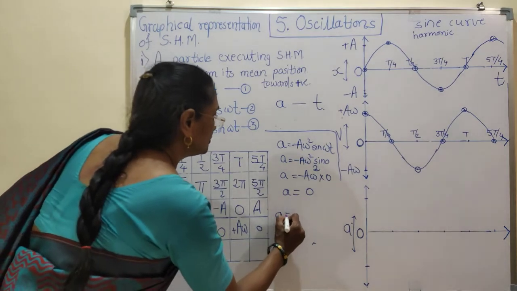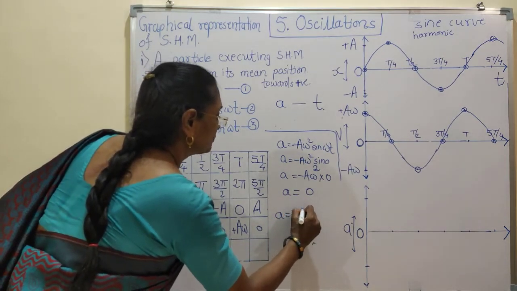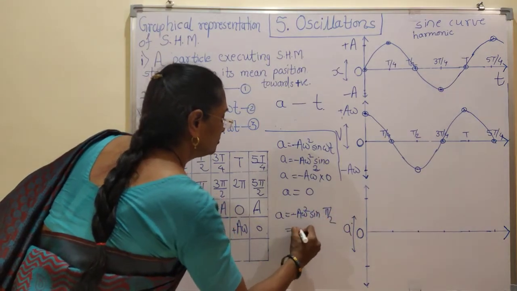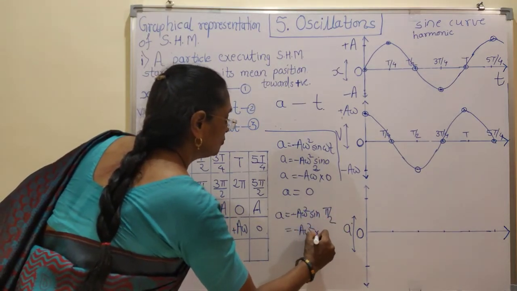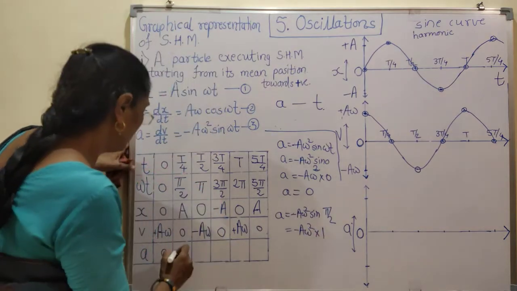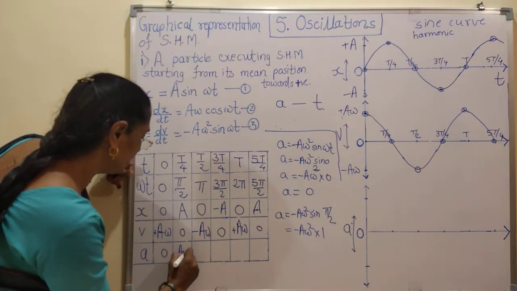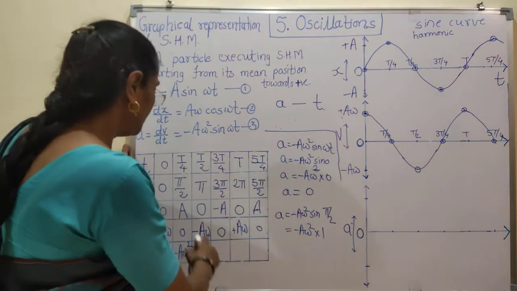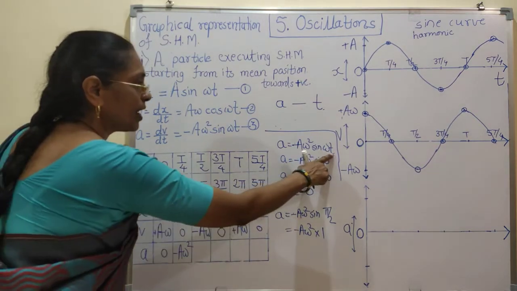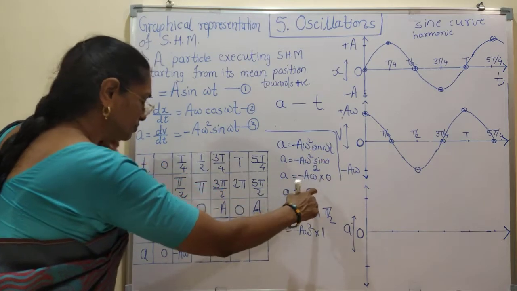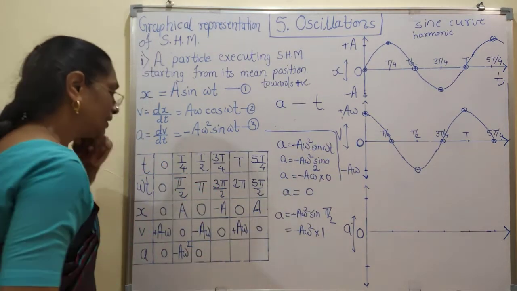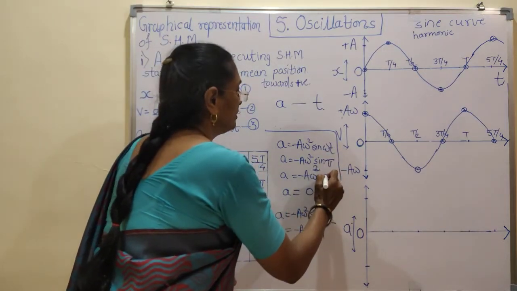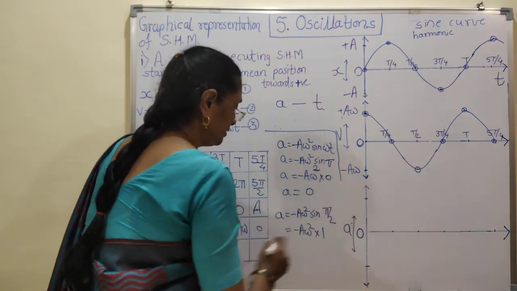Now, the next value: a is equal to minus A omega square sin pi by 2. Sin pi by 2 is 1, so we get minus A omega square into 1, that is minus A omega square. The next value is sin pi. If we substitute pi, sin pi is equal to 0, so it again becomes 0.